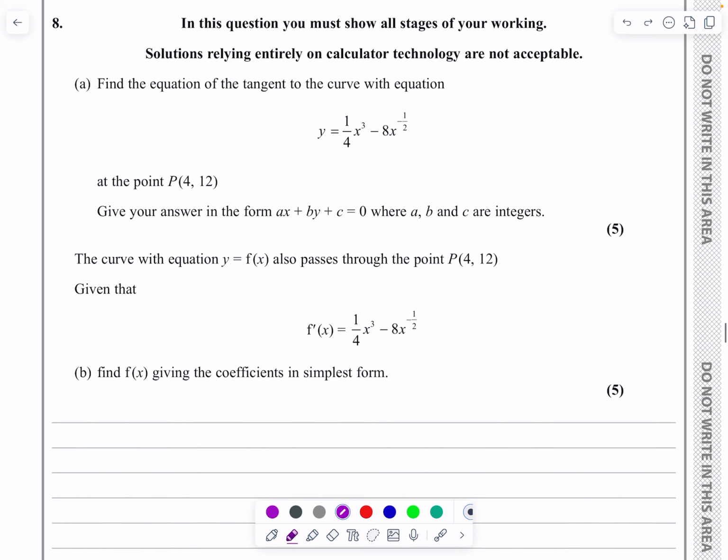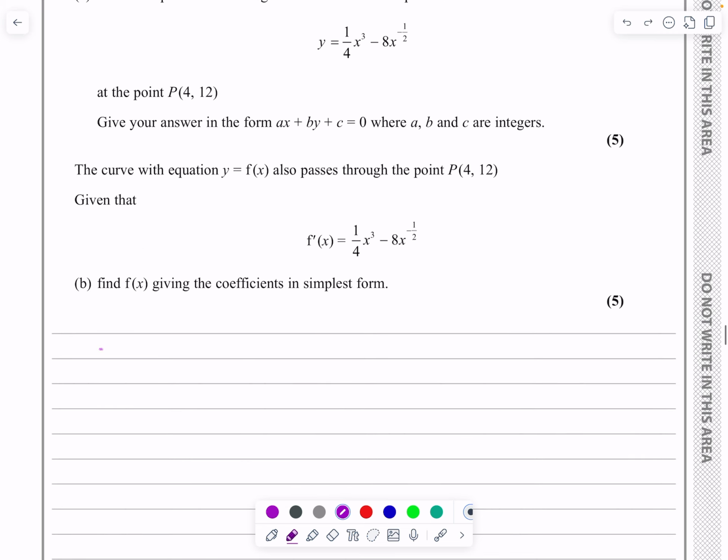It says find the equation of the tangent to the curve y equals a quarter x cubed minus 8x to the minus half at the point (4, 12), and it says to leave my answer in that format there. But you should be very used to doing this style of question. So we've got y is equal to a quarter x cubed minus 8x to the minus half. So immediately we can differentiate this. It's in a differentiable form.